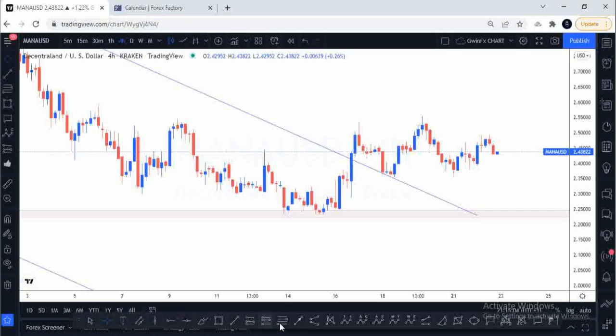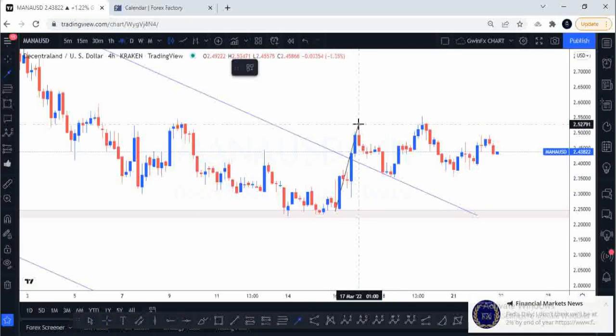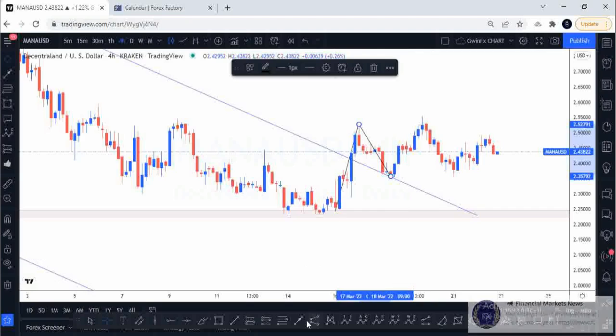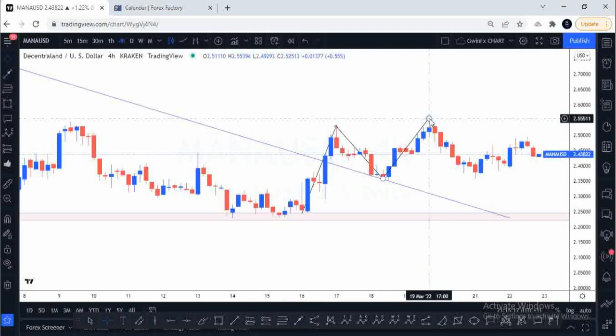I see a possible impulse right here, so I could label this as a wave 1. And I see a possible drop, a corrective wave. I'll just put up the zones. I see a possible impulse. This one here has broken above the previous highs.